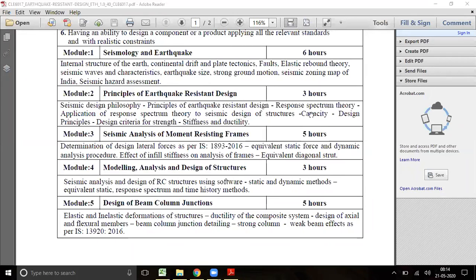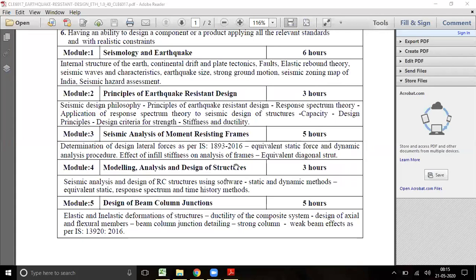And strong ground motion. Suppose if the earthquake is of high magnitude, then the ground motion will be very strong. So it will generate very high ground accelerations. So that and all will be coming in strong ground motion.